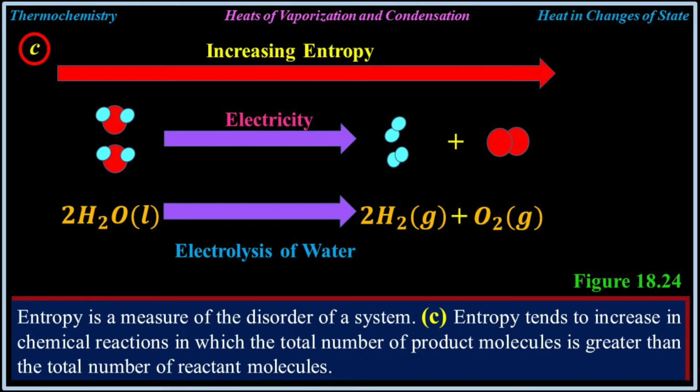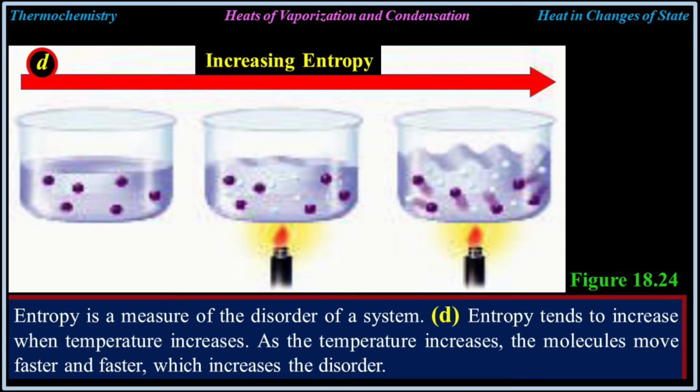Entropy is a measure of disorder of a system. C. Entropy tends to increase when temperature increases. As the temperature increases, the molecules move faster and faster, which increases the disorder.